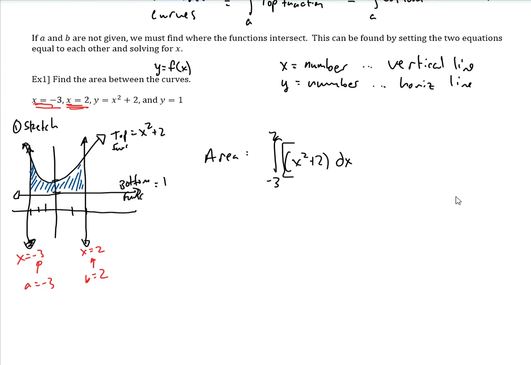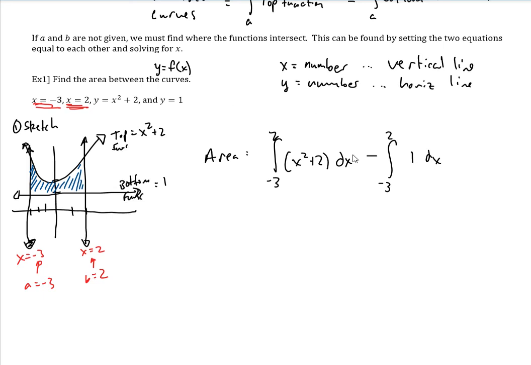And then you can put a big bracket 2 minus, or it's up to you if you want that big bracket. Actually, let's do it like this for now. So minus, and let's do another integral, still from -3 to 2, of the bottom function, which is just 1, and then dx. Okay, so this is showing them separately.